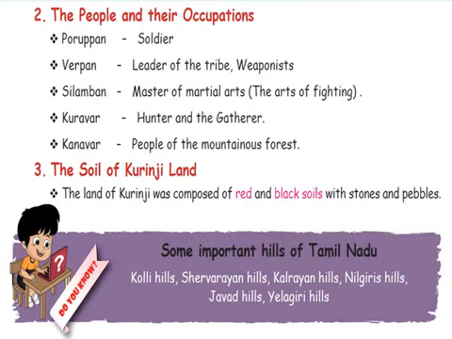People, you would have seen red soil and black soil. Yes, those were the soil of the Kurinji land. And it had stones and pebbles in them. It had small stones and pebbles in the soil. There were some important hills of Tamil Nadu, like the Jinji Hills, Kolli Hills, Shervarayan Hills, Kalrayan Hills, Nilagiri Hills, Jawad Hills and Pachaimalai Hills. The Nilagiri Hills get its name from a Kurinji flower.